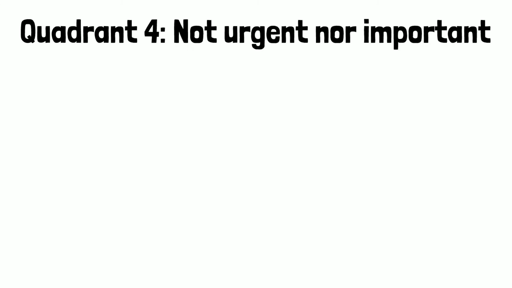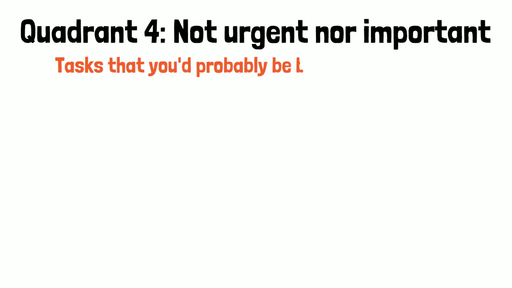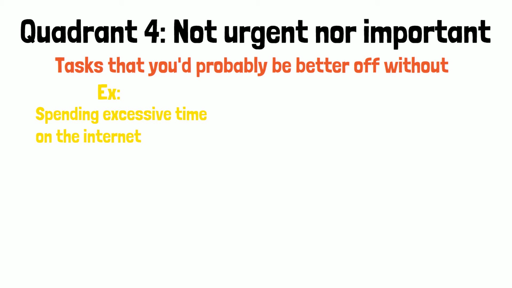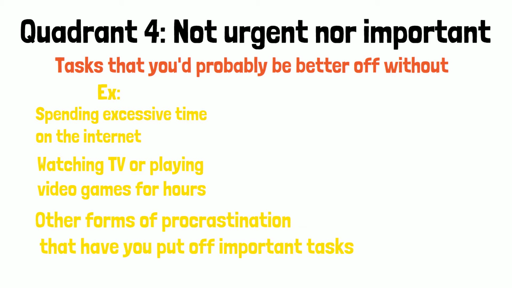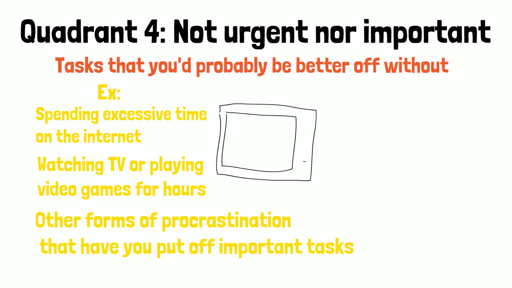Quadrant 4. Not urgent and not important. Simply put, Quadrant 4 is composed of tasks that you'd likely be better off without. Some examples include spending excessive time on the internet, especially social media, watching TV or playing video games for hours, other forms of procrastination that have you put off important tasks. This quadrant stands out from the rest as none of these tasks help you get anywhere near your long-term goals, at least in most cases. In addition to that, these can be cut out almost entirely, and you'd likely be better off because of it.